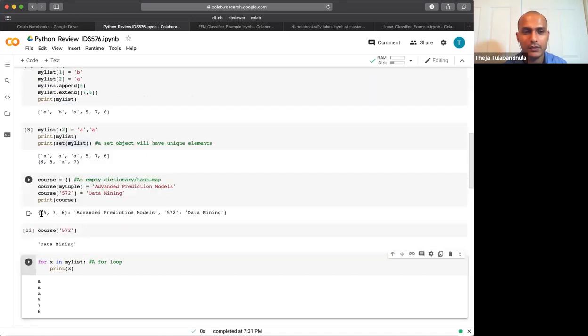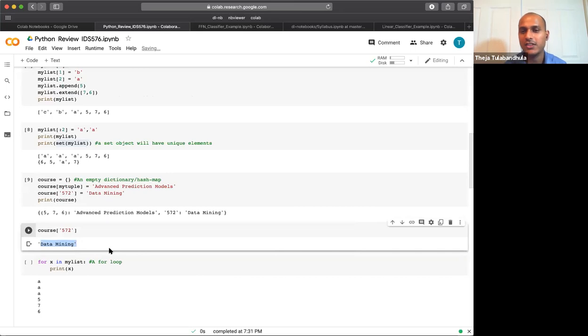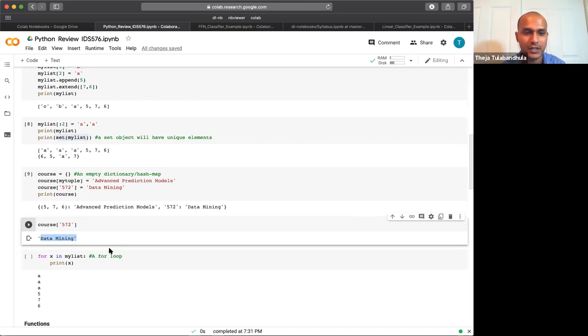So I got the value, which is data mine. So that's the very simple idea. And once you understand the simple idea, you can actually use it. Maybe not in a performant way, but as a beginner, this is a very useful object to work with. Okay.